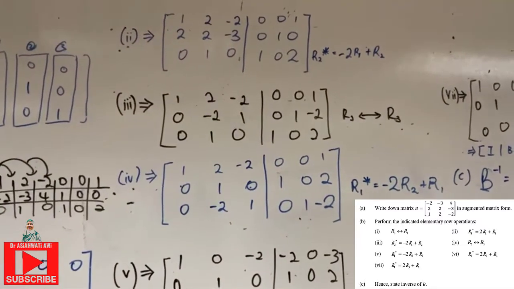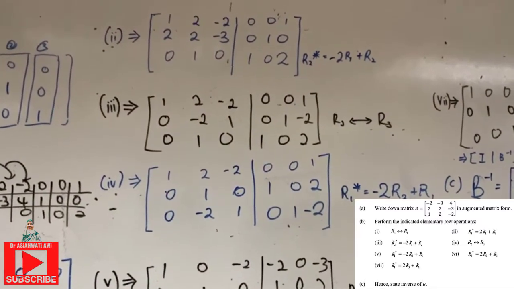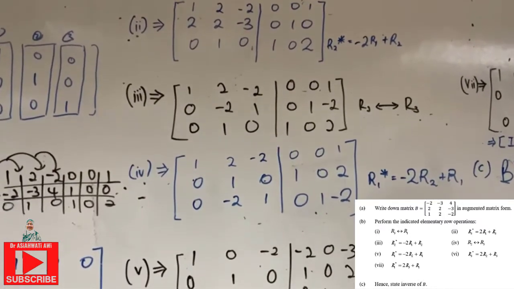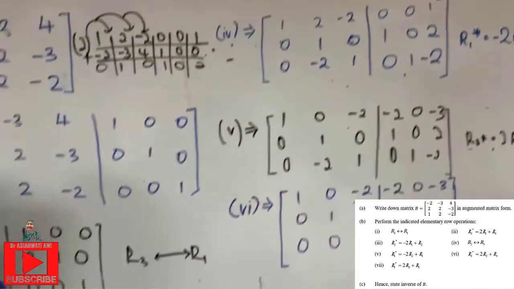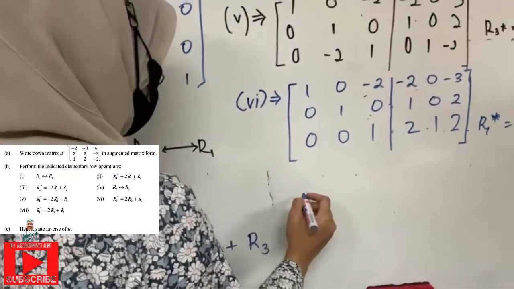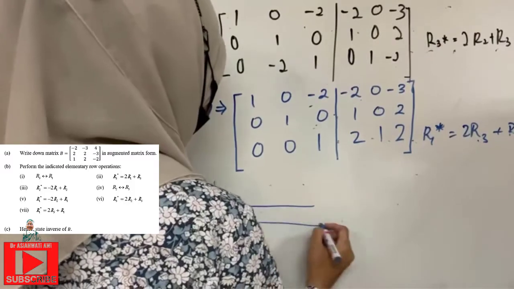And then the second Roman numeral wants us to change the row 3. So we need to find the new R. So how to find the new R? Okay, so this is the question. So we can use this method.